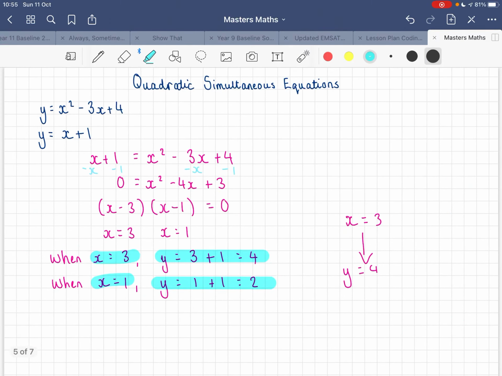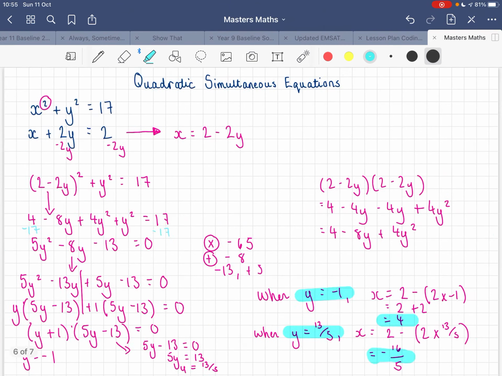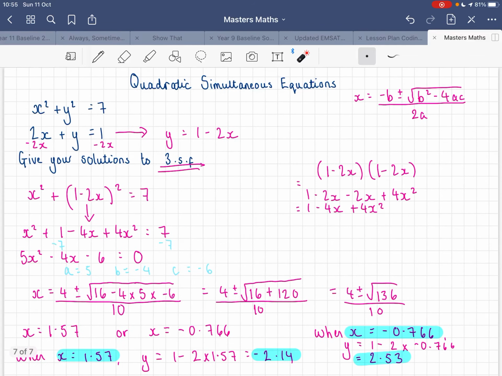There are 3 different types there. So one's where you just have them both y equals, so they're easy to put equal to each other. One where you have to rearrange the linear one to make it either x equals or y equals, and then substitute that in, but we're still factorizing. And then one where you have to use the quadratic formula.